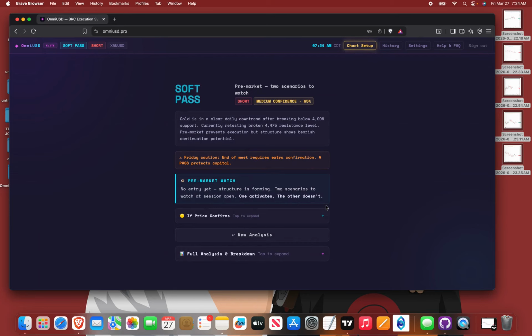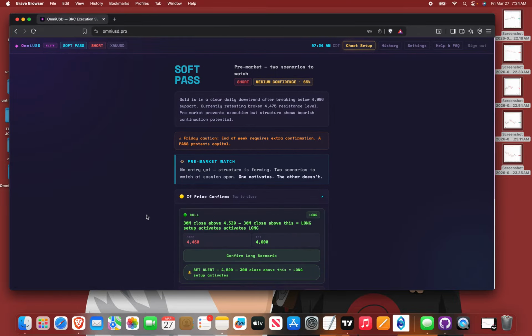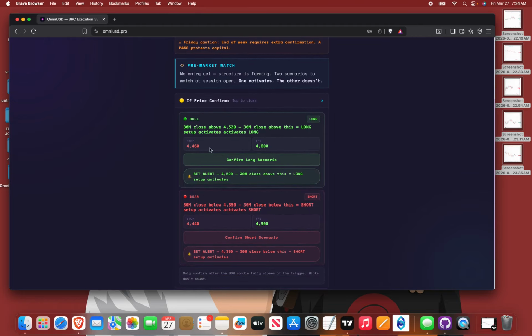Boom, it gives you a soft pass, which gives you a medium confidence of 65%, and it's a short. And it gives you the caution on Friday: the end of the week requires extra confirmation, and pass protects capital. Always remember that, guys. So we look here, and it tells us a 30-minute close above 45.20, this long setup activates long.